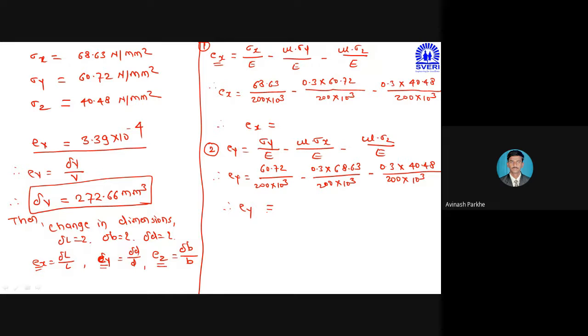Procedure is same. Now here only the calculation part is important. So first of all, calculate sigma x upon E separately, minus mu into sigma y upon E. Do the separate calculation. Then the third term, do the separate calculation. And at the end, you have to go for the subtraction.